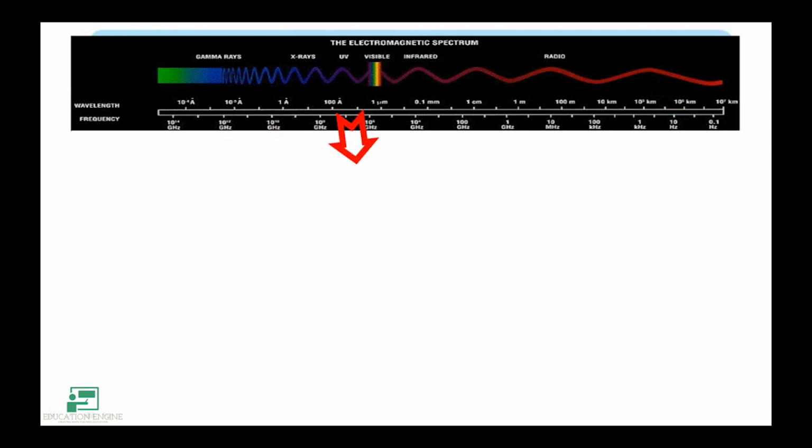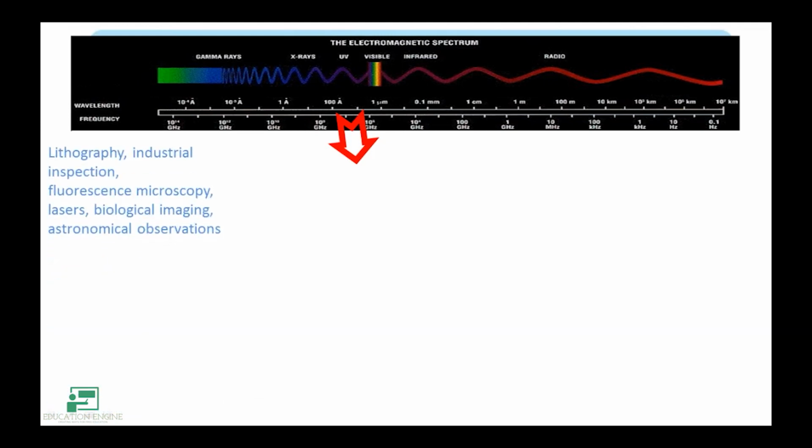There are a number of applications for ultraviolet imaging, such as lithography, industrial inspection, fluorescence microscopy, lasers, biological imaging, and astronomical observations. Actually, fluorescence microscopy is one of the fastest growing areas in microscopy. Fluorescence is a phenomenon which was discovered when it was observed in the mid-1800s that the mineral fluorspar fluoresces when UV light is directed upon it.